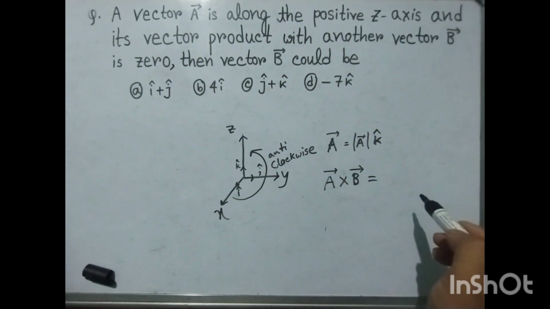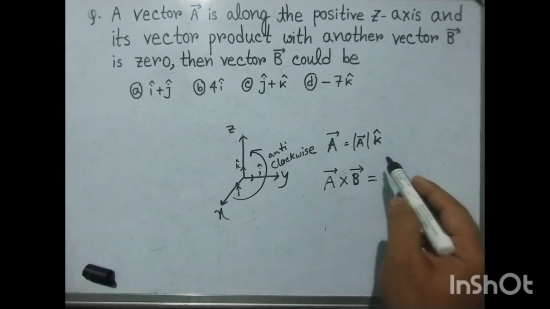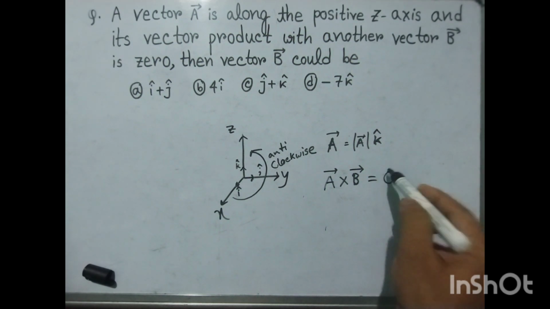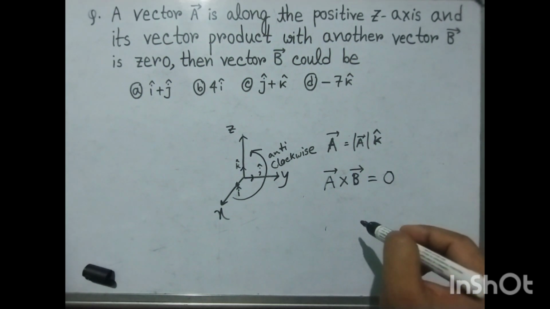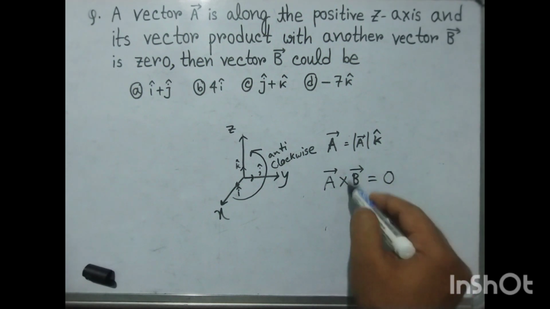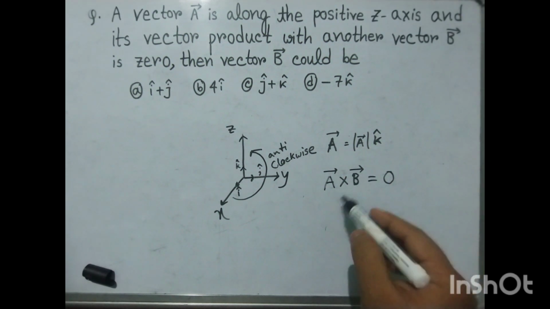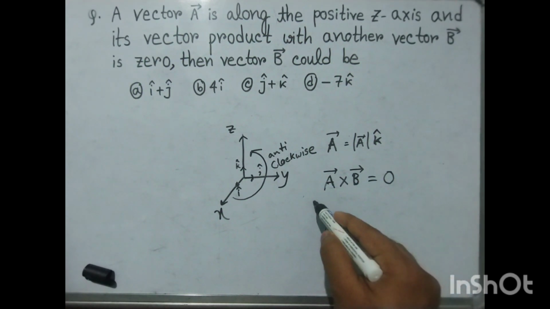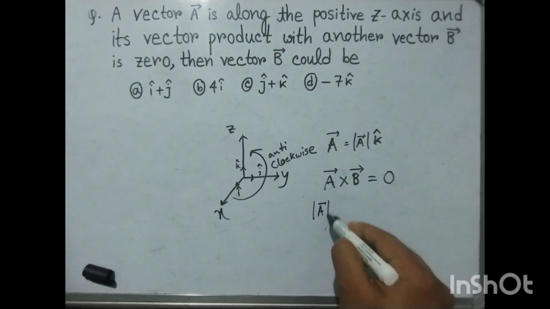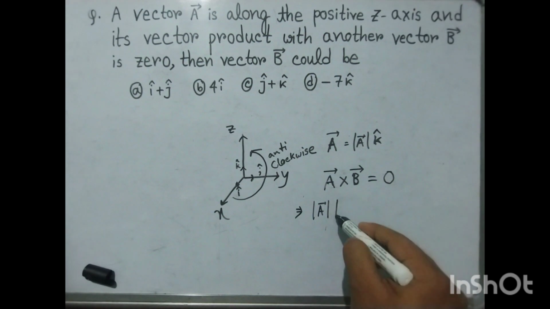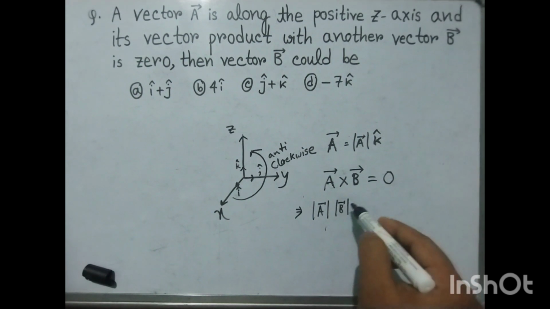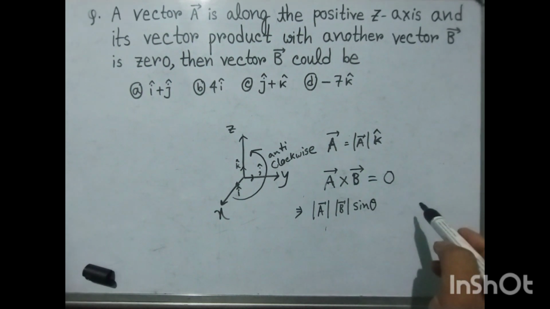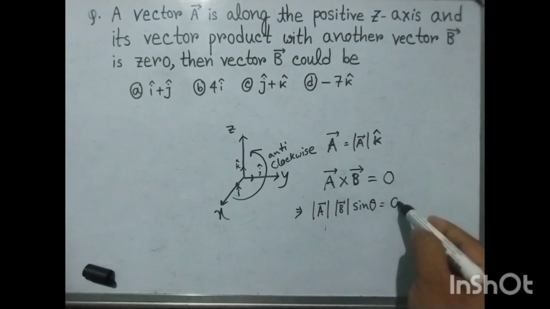So a vector cross b vector, and it is saying the vector product with another b vector is 0. A vector cross b vector is 0. You have to find the b vector. We know from the definition that a vector cross b vector is magnitude of a into magnitude of b vector sine theta, where theta is the angle between a vector and b vector, and it is 0.